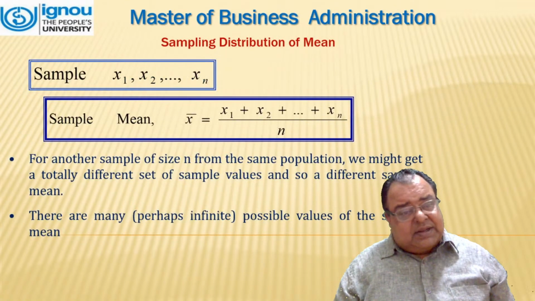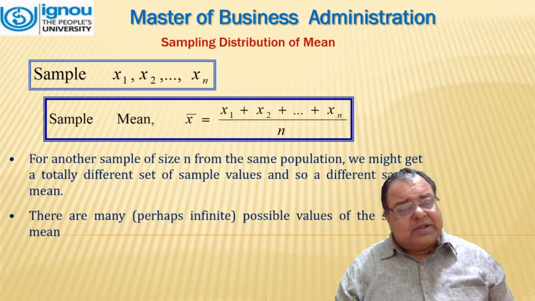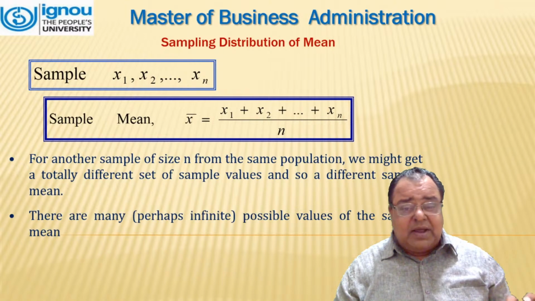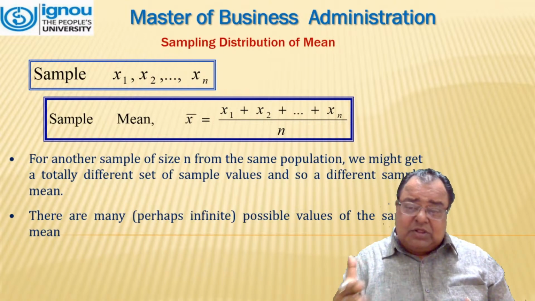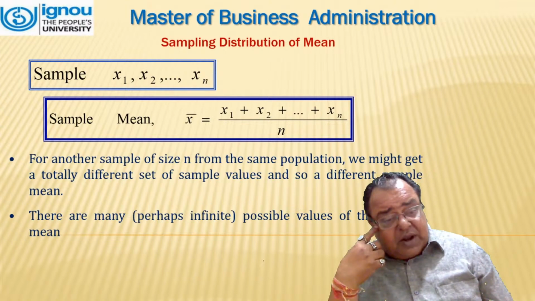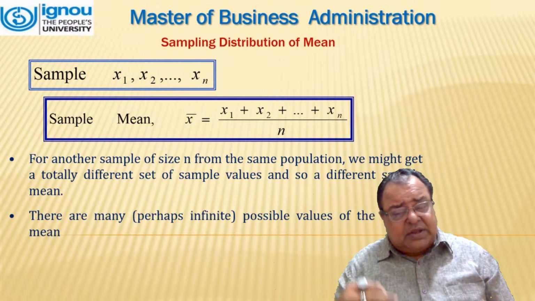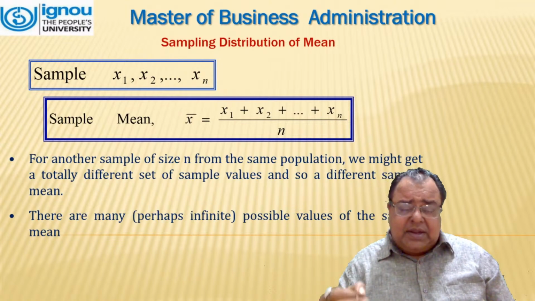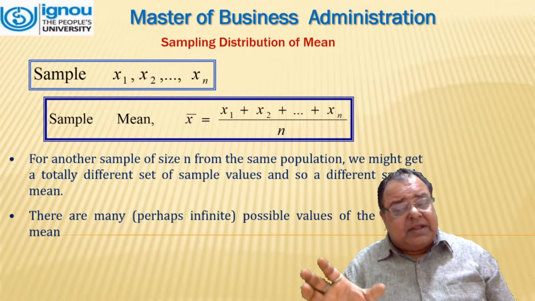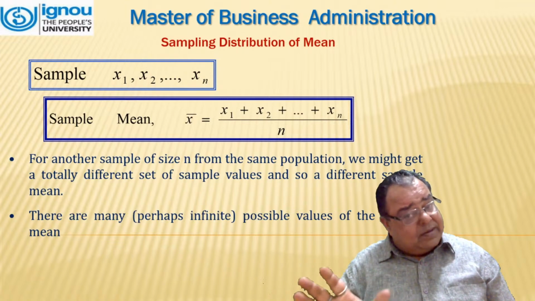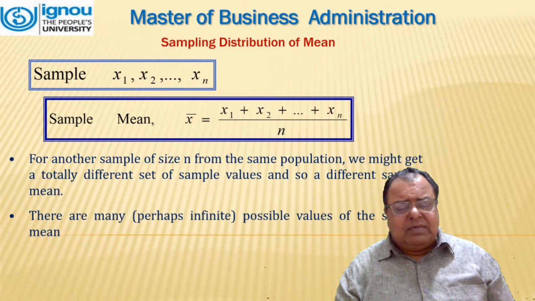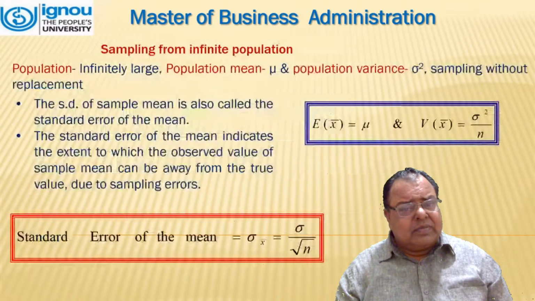We are aware that the samples are denoted by x1, x2 till xn. Then the sample mean, denoted by x bar, is equal to the sum of all the observations divided by the number of observations. For another sample of size n from the same population, we might get a totally different set of sample values and so a different sample mean. There are many, perhaps infinite, possible values of the sample mean.